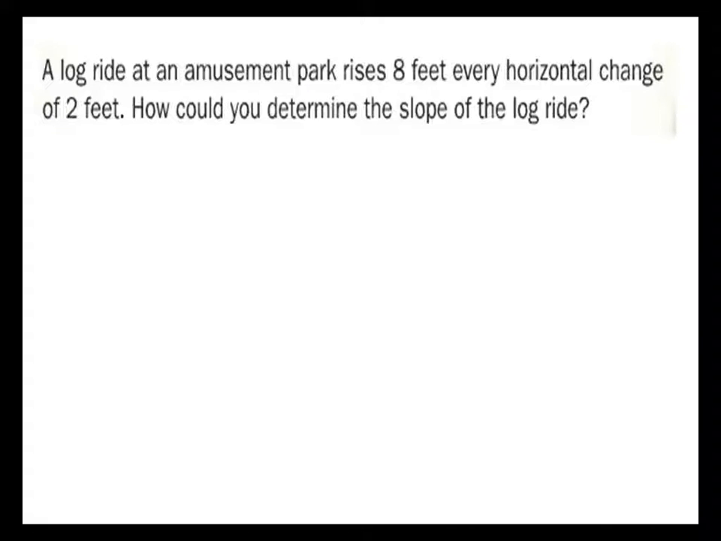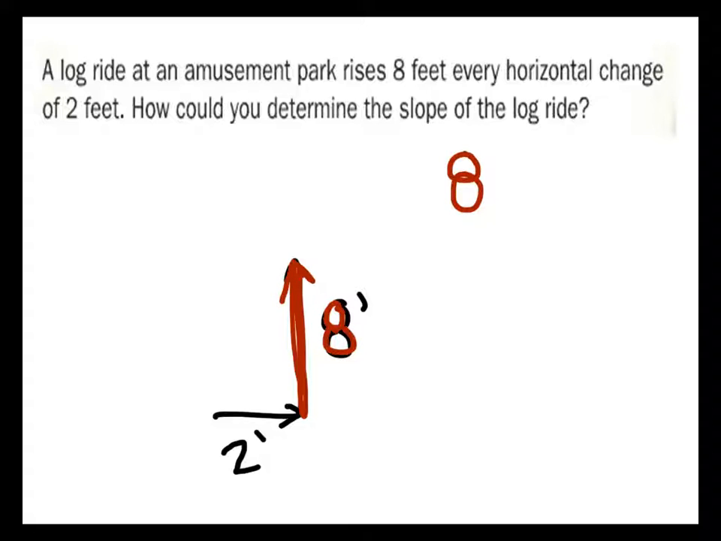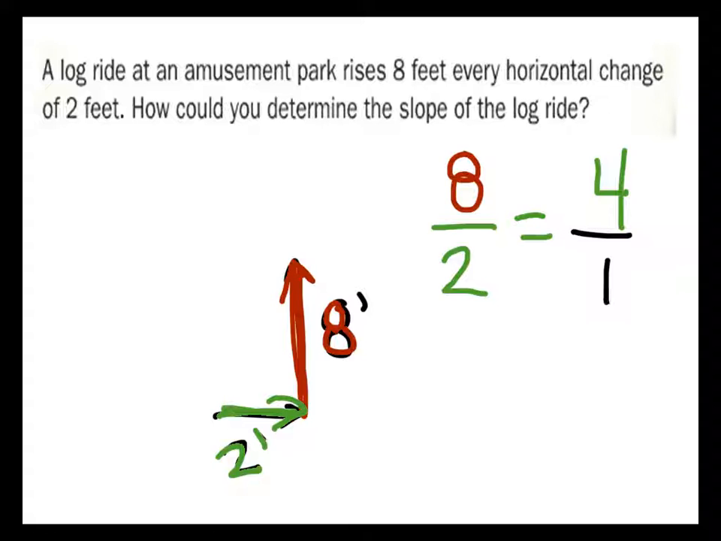A long ride at an amusement park rises 8 feet. Okay? And then it changes horizontally by 2 feet. How can you determine the slope? Well, slope is vertical change, which in this case is 8 feet, and then we divide it by the horizontal change, which is 2 feet, which means it is 4, or if you really wanted to, you may write it as 4 over 1. Either one of these works, okay? They mean the same thing.